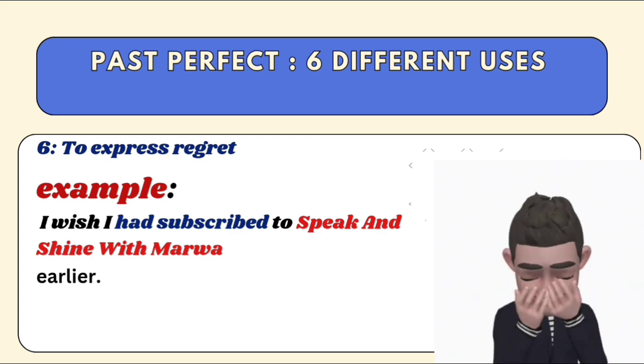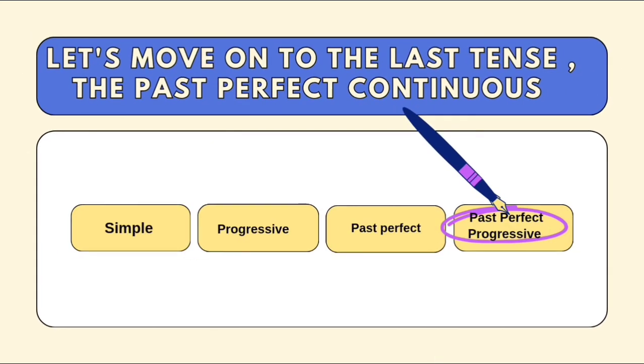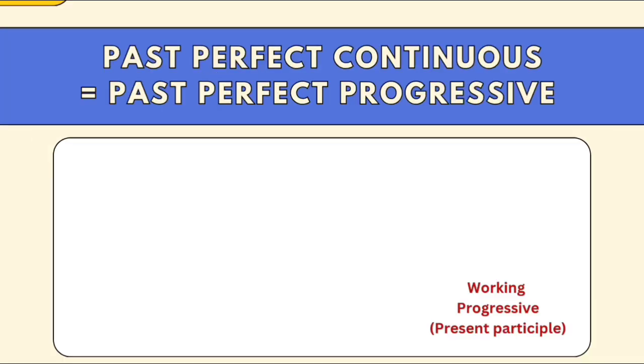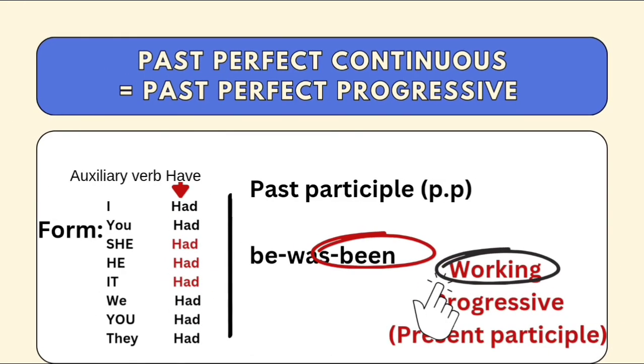Now let's move on to the last tense, the past perfect continuous. The past perfect continuous is also the past perfect progressive. They are the same. It's just a different word that has the same meaning, so don't worry too much about that. You will need an auxiliary verb, and it's the verb have at the past tense, okay? Remember, there is no S there. It's all had.